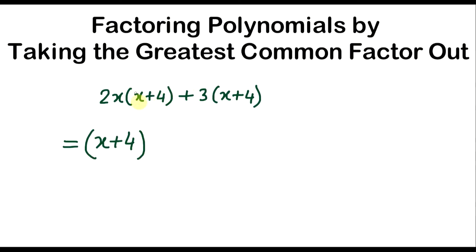If you take x plus 4 from here, you are left with 2x. So we will write 2x here, plus if you take x plus 4 from here, you are left with 3 here. So write 3. This is how we take out the GCF from the polynomials.